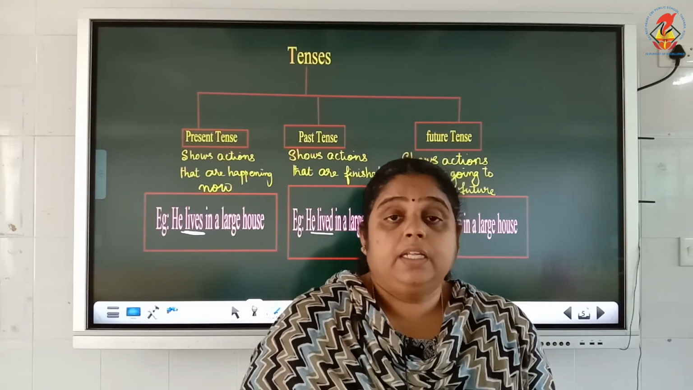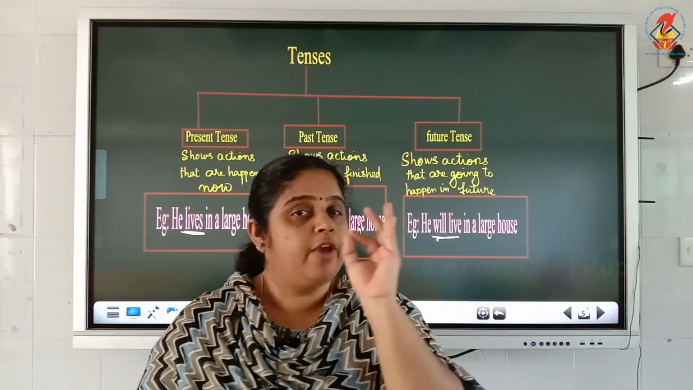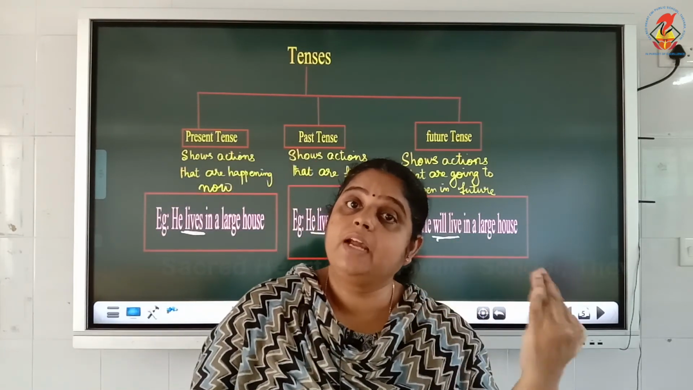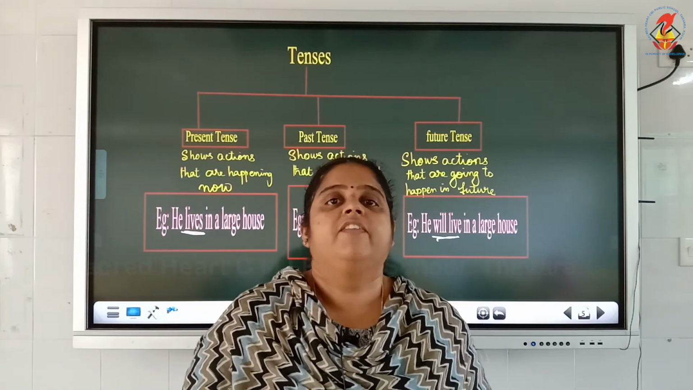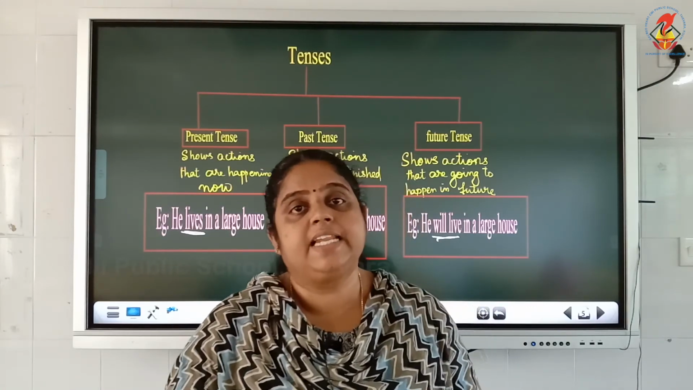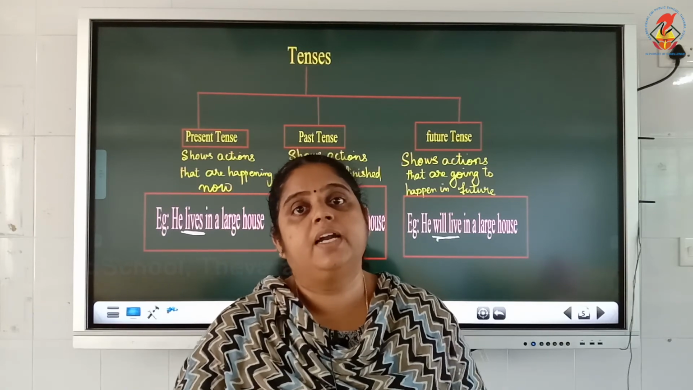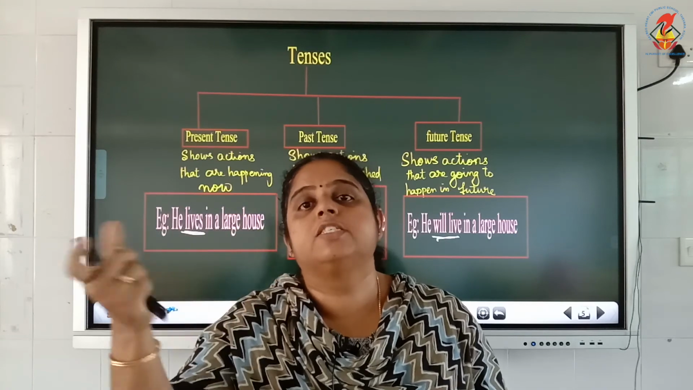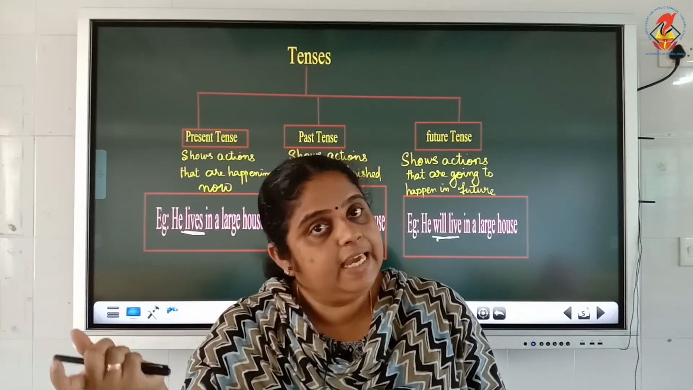So, I hope you understood. The thing that you have to remember is, the only thing that we can change to make different tenses is verbs. We can only change the verb of a sentence. We cannot change anything else in a sentence to form the different tenses. When you change the verbs, the tenses also will get automatically changed.